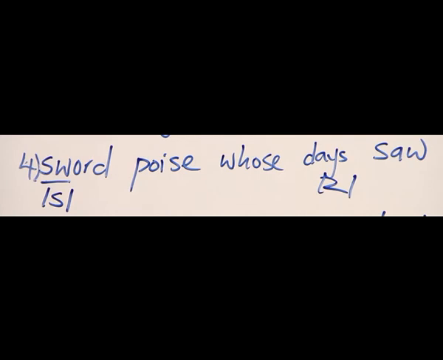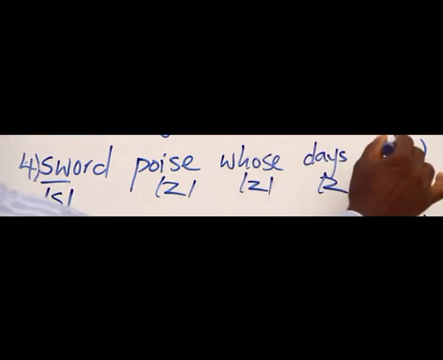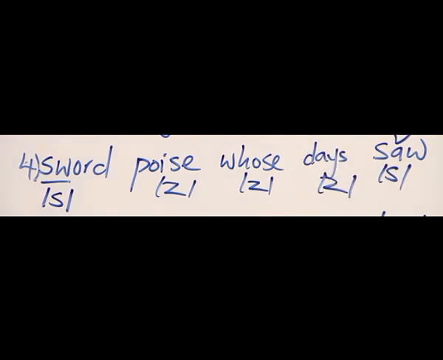Then look at the word whose. You don't say whose with an S sound, but whose with a Z sound. Then the word poise also is not pronounced with an S, but with a Z. So again it is this voiced form that you have. So our answer therefore is saw, which has the S sound. So question number 4, option D is our answer.